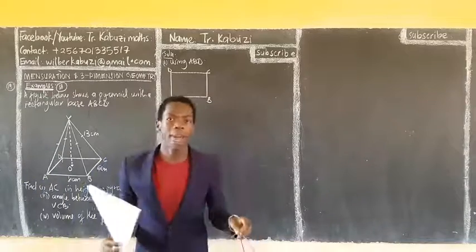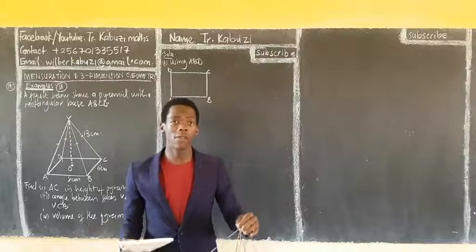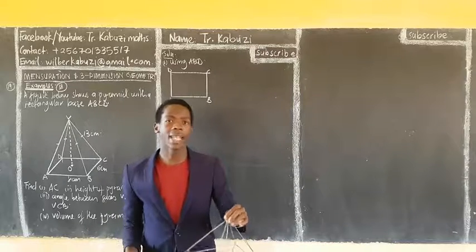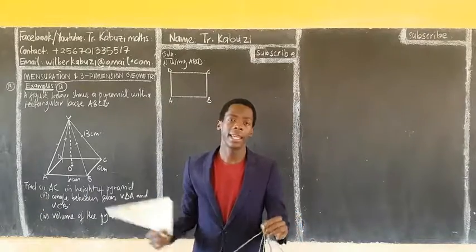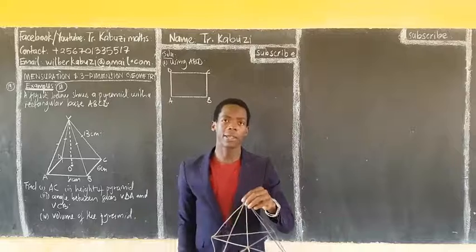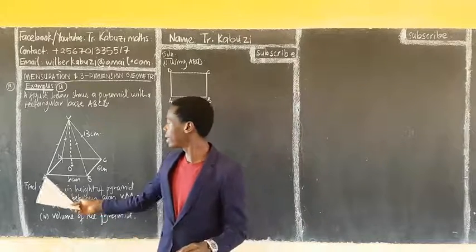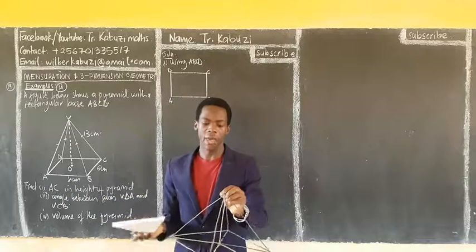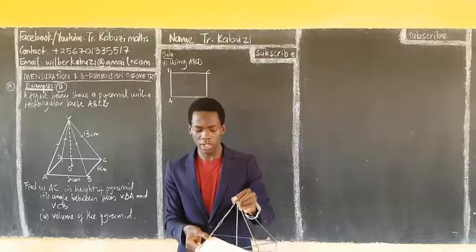Okay, so members, we are back with still a pyramid. We are going to see now more examples of how to deal with this figure called a pyramid. Now, the question we are having, they are giving us a pyramid, they are giving us the sides, the base is rectangular, and then they are asking us to first of all get this AC.